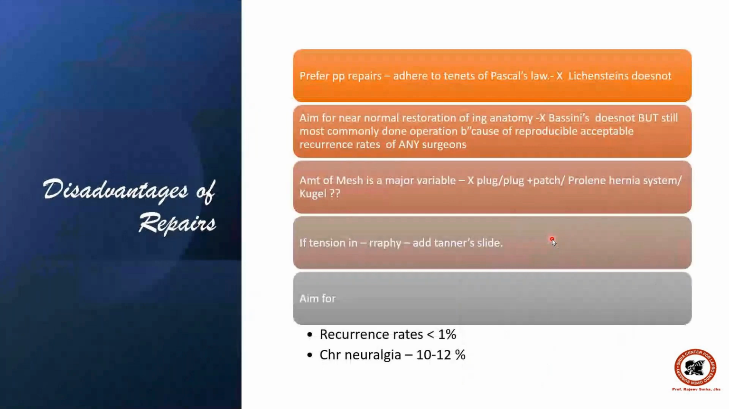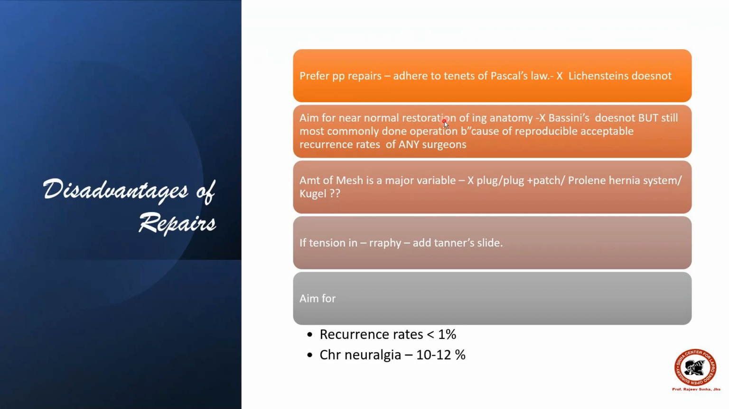Okay. Now, coming to disadvantages of these repairs. So, what is the disadvantage? When you talk about Bassini, I just now told you it's not a purely anatomical repair. The Lichtenstein repair does not adhere to the tenets of Pascal's law, right? Now, trying to bring the restoration of the anatomy towards normalcy should be the main aim. So Bassini does not do that. Amount of mesh is a major variable, so plug and patch, and prolene hernia system are no longer advisable. If there is tension at the raphe site, add a Tanner's slide.